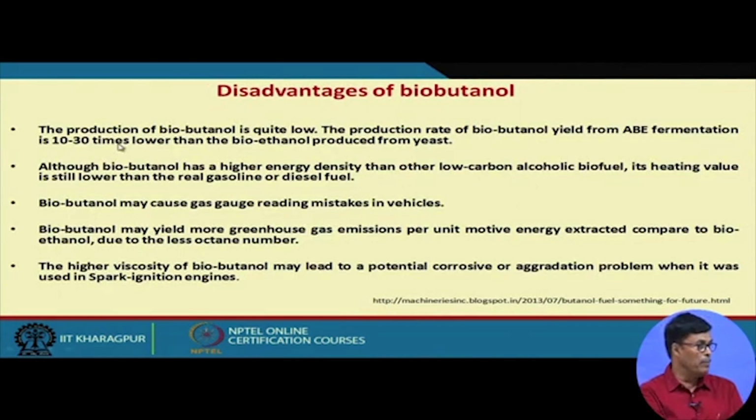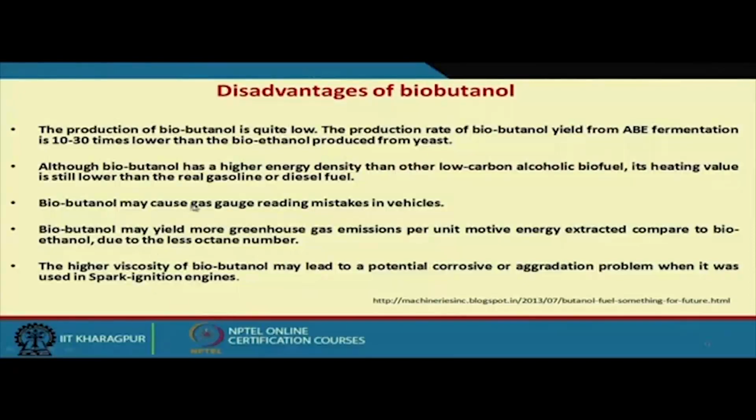Now, the disadvantages of biobutanol are several. The production of biobutanol is quite low. I already mentioned to you that if the concentration is low, then the recovery cost will be very high. The cost of the product depends on the concentration of the particular product present in the fermentation broth. In the literature nowadays, from the fermentation broth we get around 4 to 4.5 grams per liter, which is quite less.